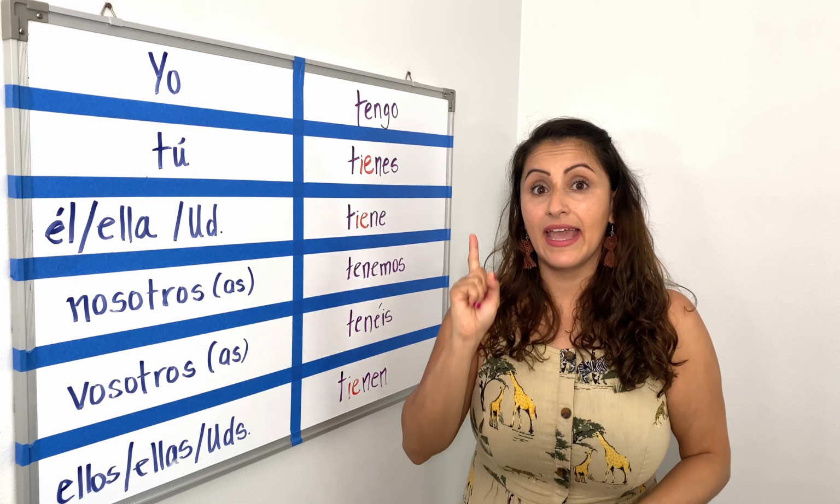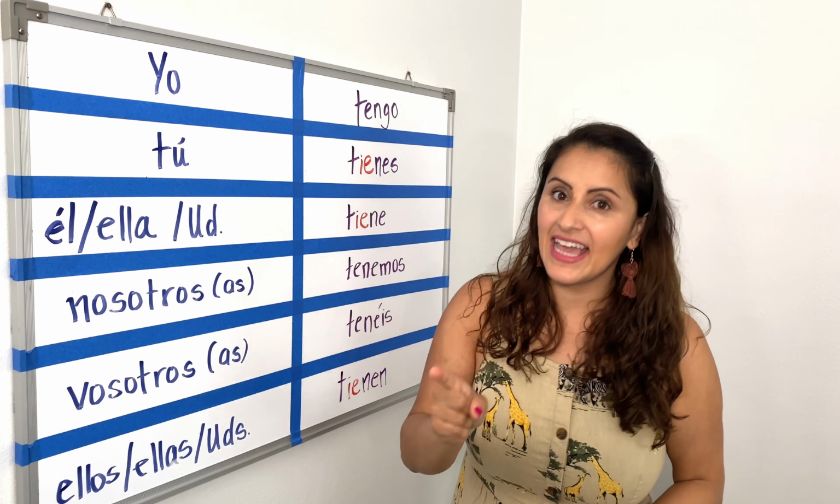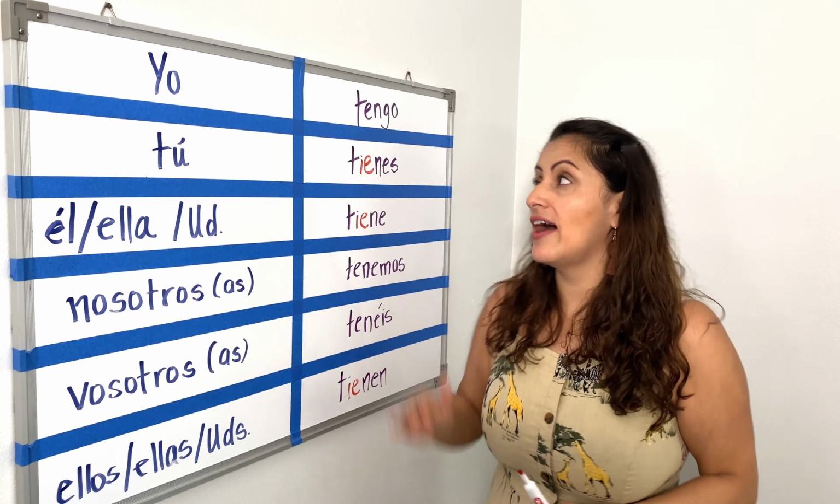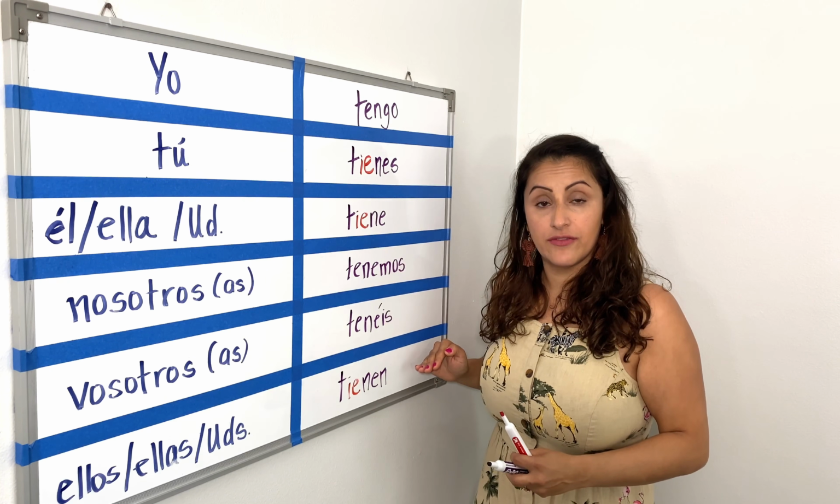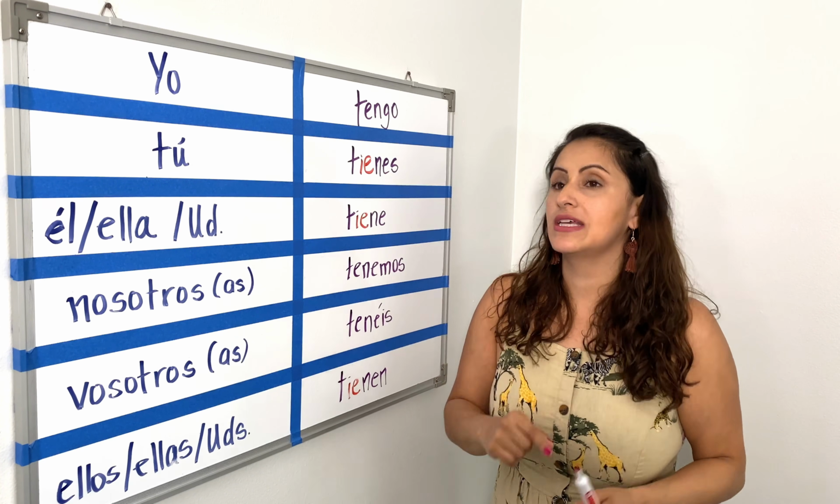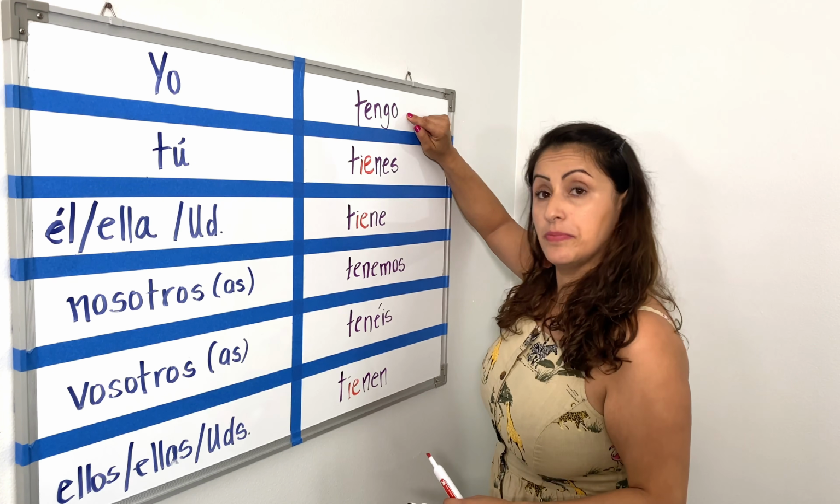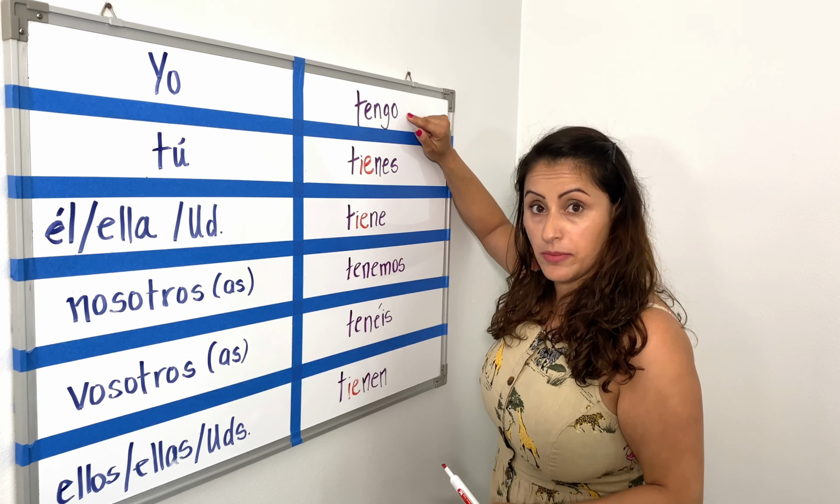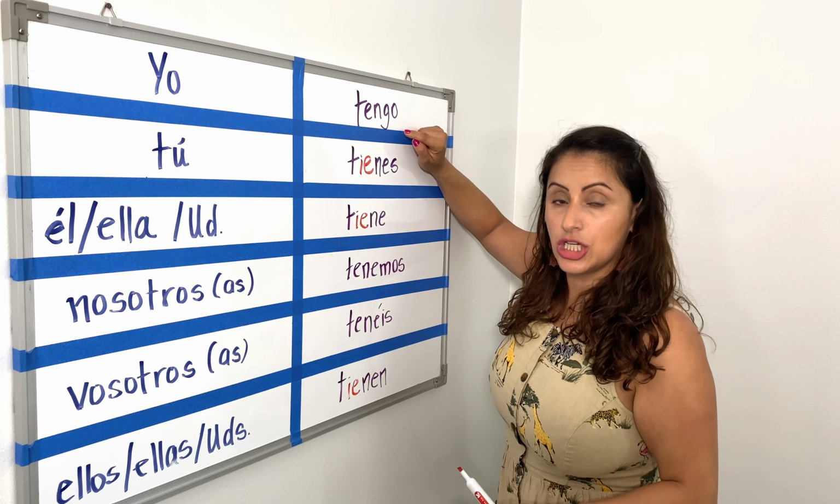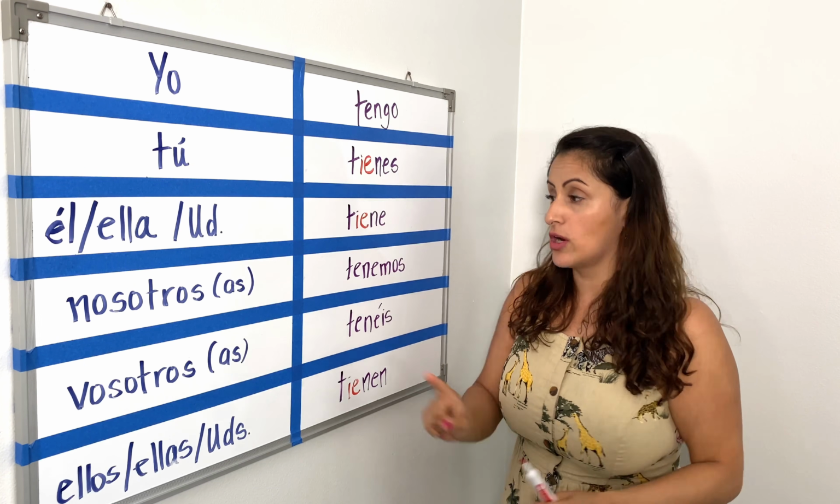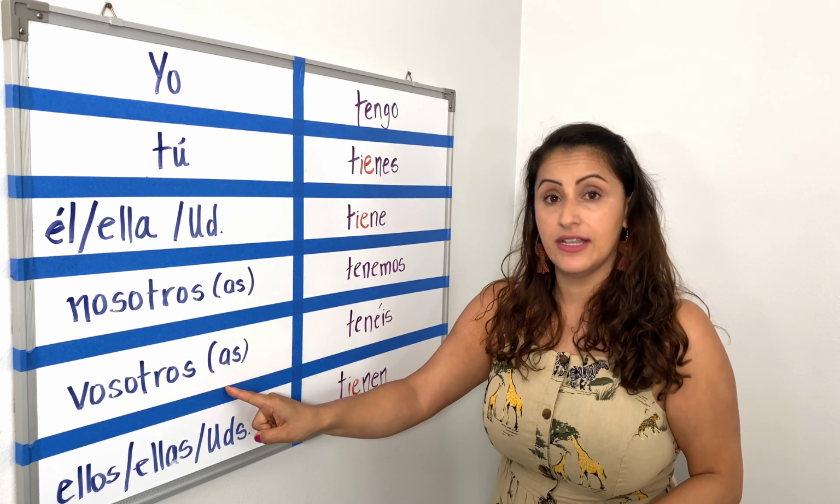So we would say, ellos tienen, ellas tienen, and ustedes tienen. Now you have all of the conjugations of the verb tener, and you have noticed that tener is definitely an irregular verb. It has a little bit of a change in the yo form with a go, G-O, and then it has a change in the stem in some forms, not in the nosotros and not in the vosotros.